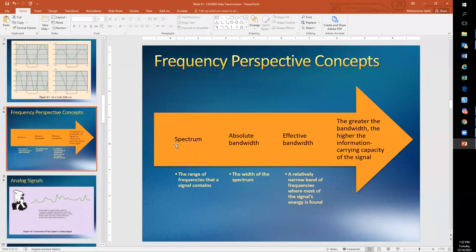However, what is more important for us is the effective bandwidth. It is a relatively narrow band of frequencies where most of the signal's energy is found. So it's called effective bandwidth, and this is what we use to transmit data. And by the way, the greater the bandwidth, the higher the information carrying capacity of the signal.